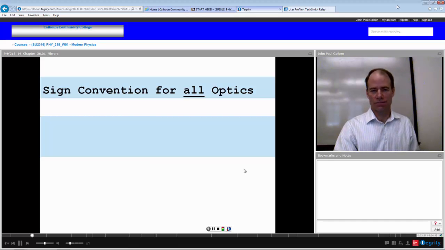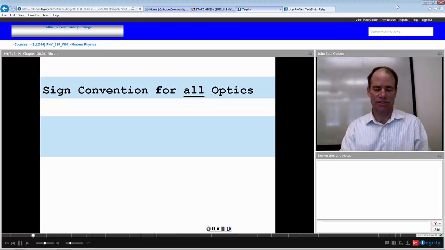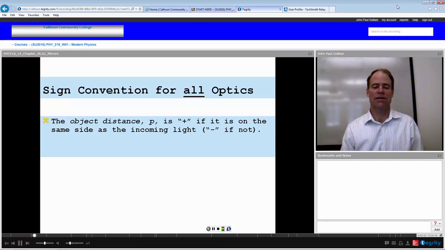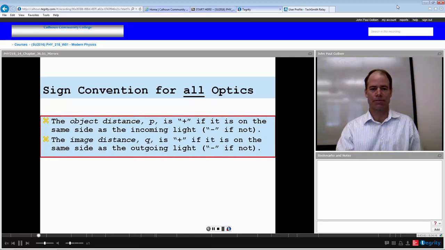We're going to look at this a little bit more closely, but we're going to state that we have a sign convention for mirrors and for all optics. And this sign convention is that we'll define the object distance, P, as being positive if it is on the same side as the incoming light to a mirror or an interface or a lens or whatever. Whatever we look at in optics, the object distance is positive if it is on the same side as the incoming light. And the image distance, Q, is going to be positive if it is on the same side as the outgoing light. Negative if it's not.